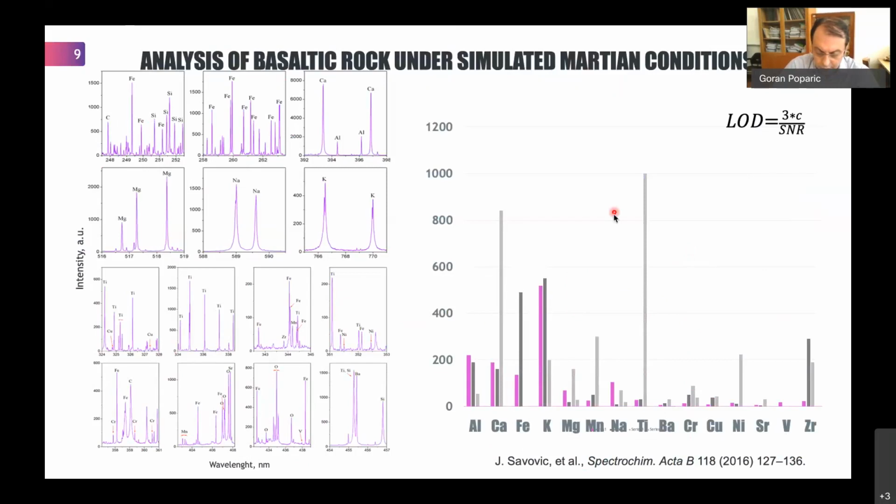Here is the formula that we use, where the concentration is obtained by the reference ICP-OES analysis. What we can see is that results are comparable and even better for some minor elements.